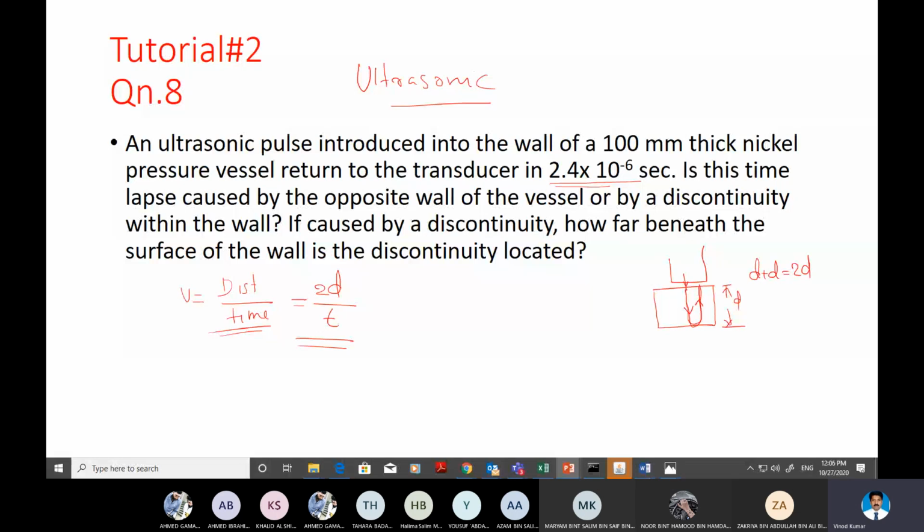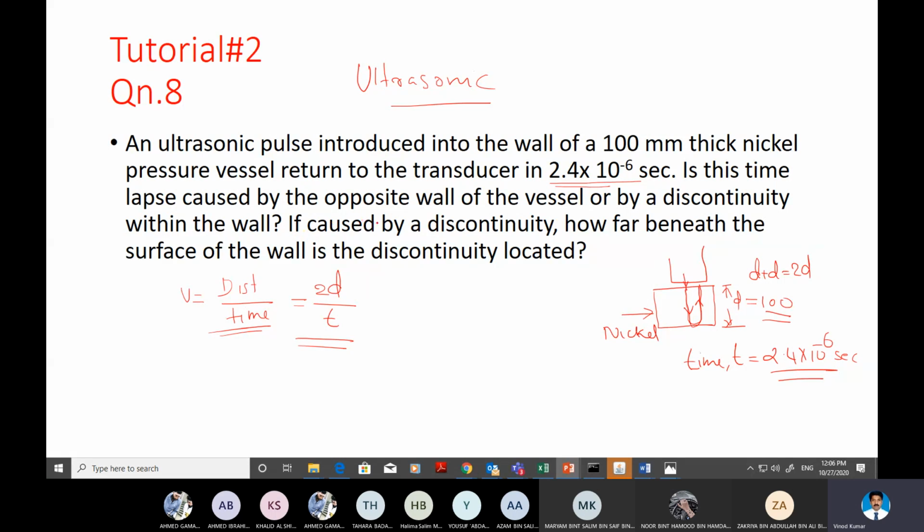So what we have is an ultrasonic pulse introduced into a wall of 100 mm thick. The material has a thickness of 100 millimeter, and it is nickel. It returns, so what are the things we have? The thickness of the material is given as 100, and the time taken to receive is t equal to 2.4 times 10 to the power minus 6 seconds. So the time is also given.